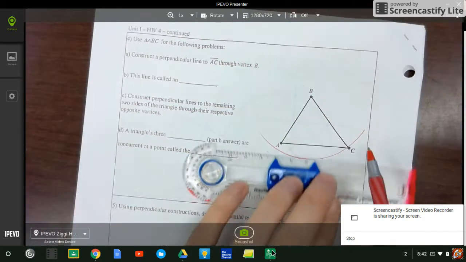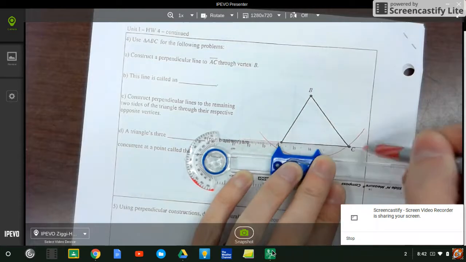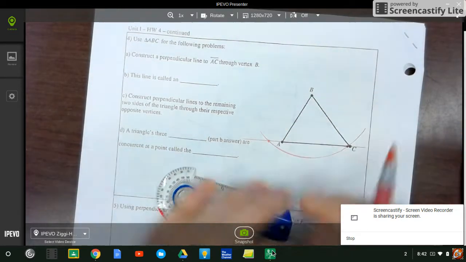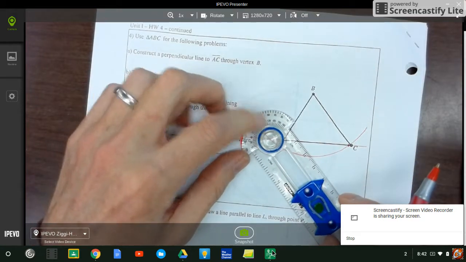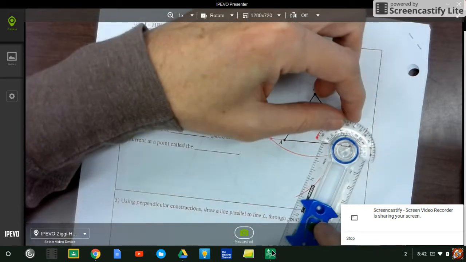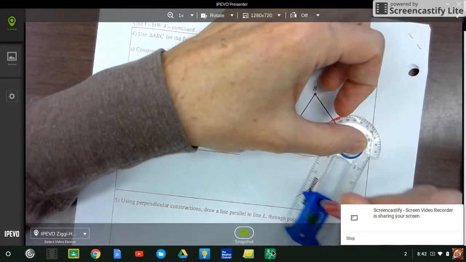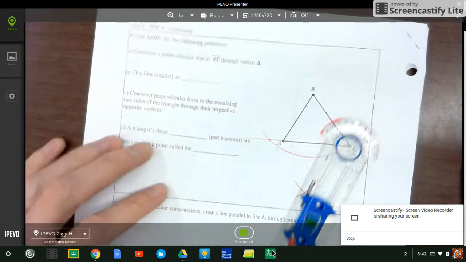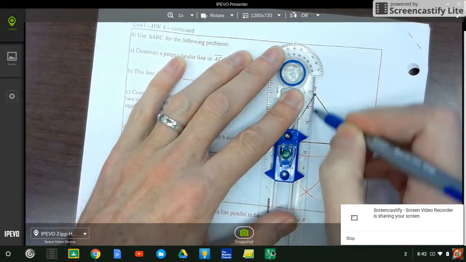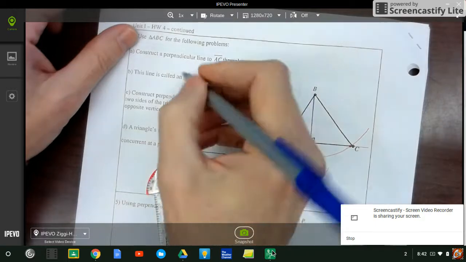Notice I really didn't catch AC too well, so I'm going to extend AC a little bit. All right, so I've got a point there and there. And now I get my other arcs from my first intersection, my second intersection, which isn't quite at C. Yours might be at C, but it just depends on how you do it. And now I can draw the line from B through here. Now, that's a perpendicular line, so what do we call that? We call that an altitude.